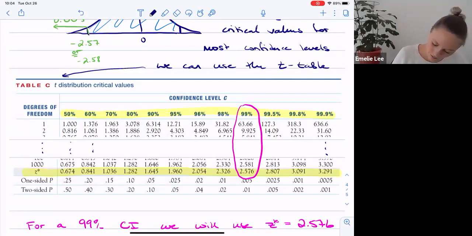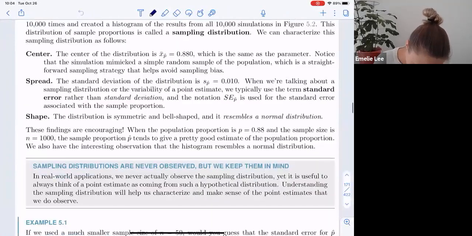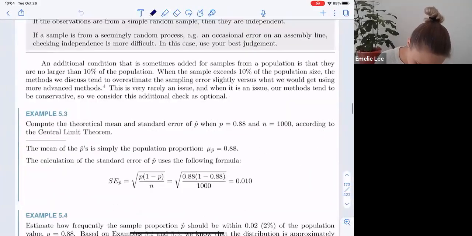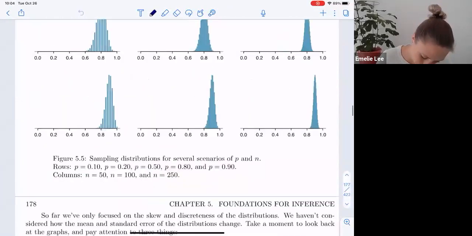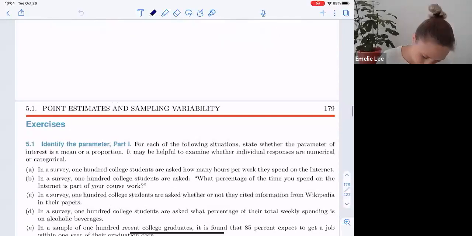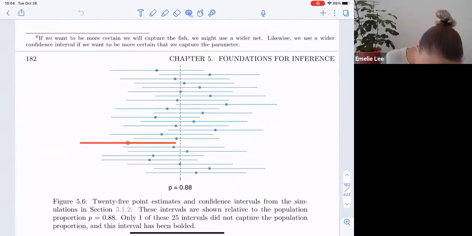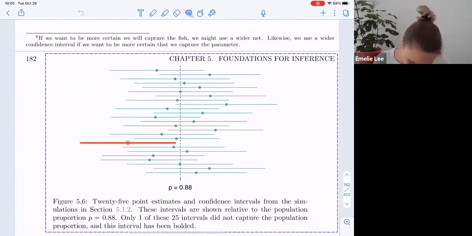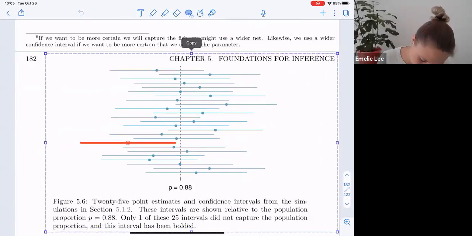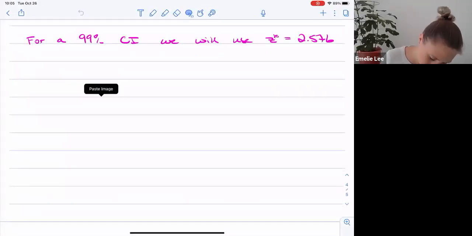Okay, so let's see here. I feel like I had it. Oh, must have scrolled around here. I'll just go there. Sorry, guys. Ah, there.